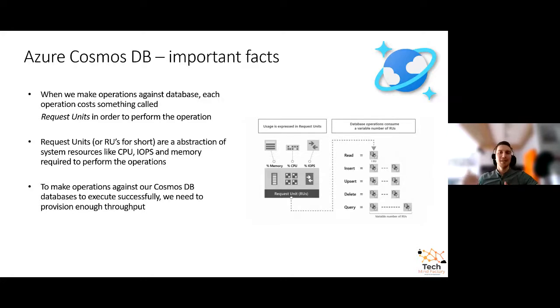Now, if we need to query more data, of course, more power, more CPU, more memory is required to process this request. So in the end, the request unit is something we can use to calculate the cost of our operations in Azure Cosmos DB. As I mentioned, request units are an abstraction of system resources like CPU or memory required to perform the operations. To make operations against our Cosmos DB database, we need to provision enough throughput, so enough request units.